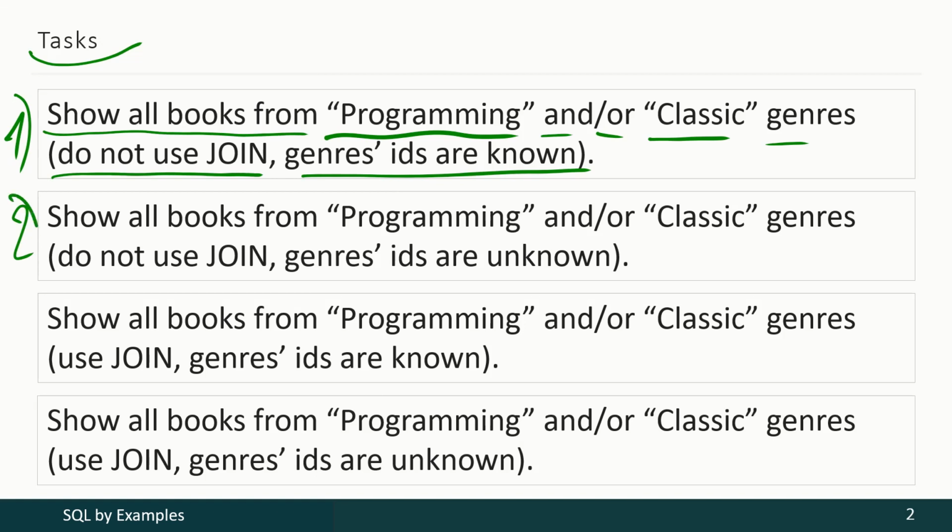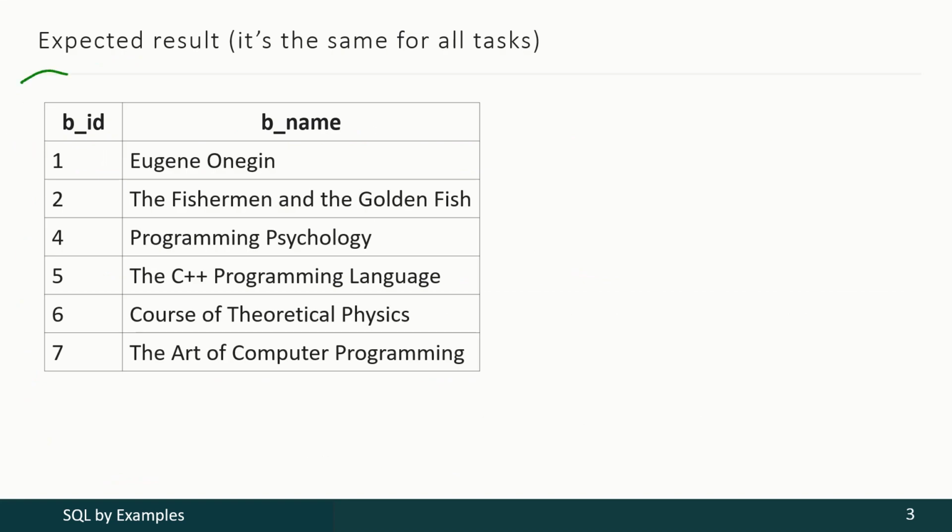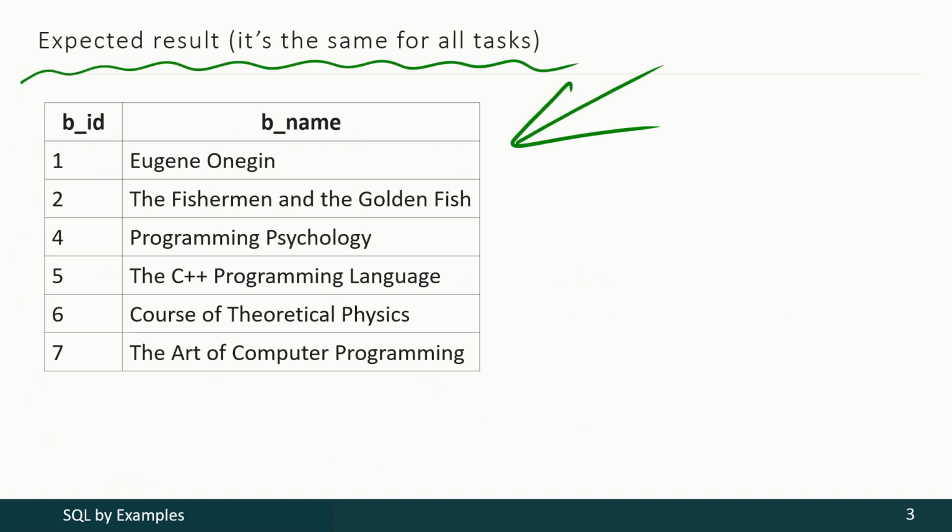In the second case we also cannot use joins and we do not know IDs of genres. In the third case we may use joins and we know IDs of genres. And in the fourth case we also may use join and we do not know IDs of genres. Obviously the expected result is the same for all four tasks, for all four cases.